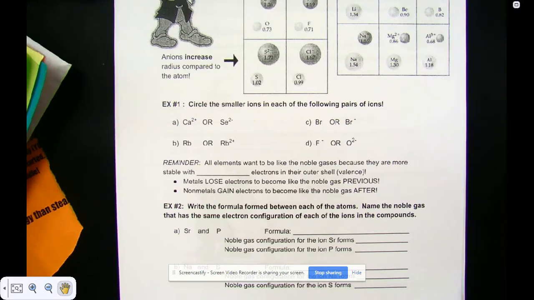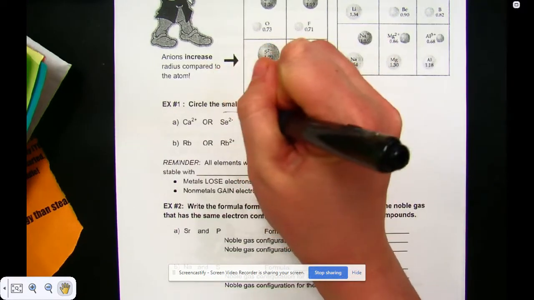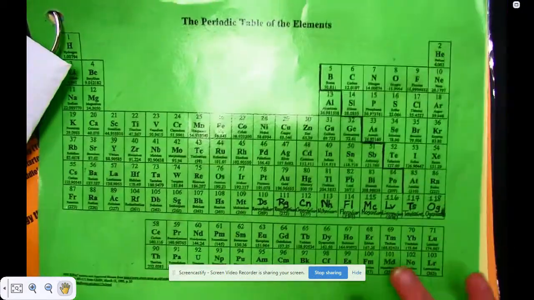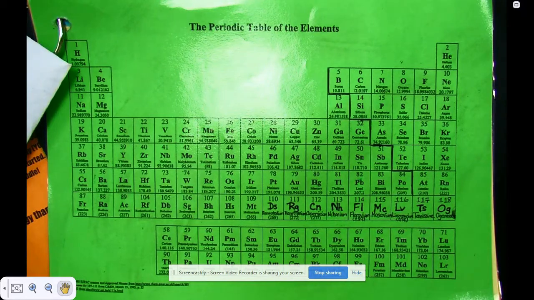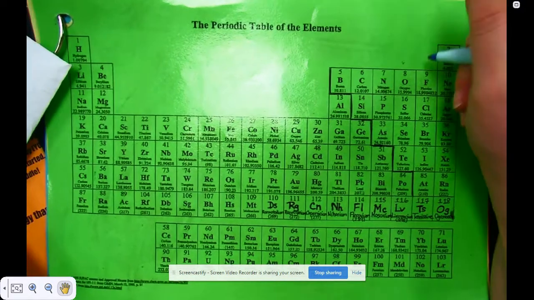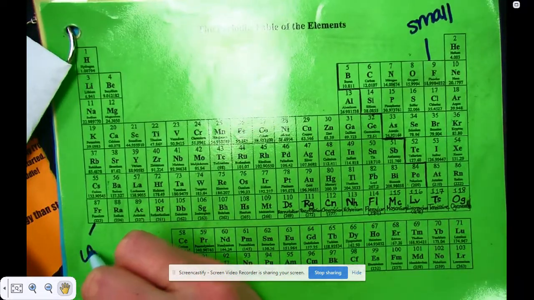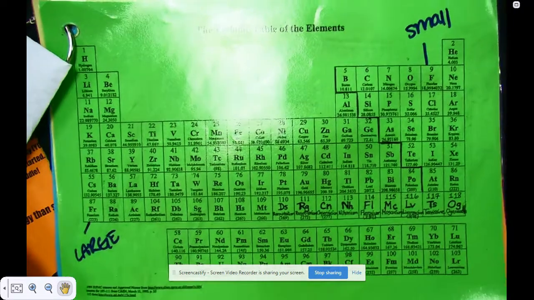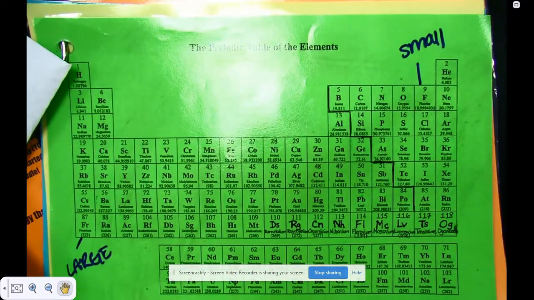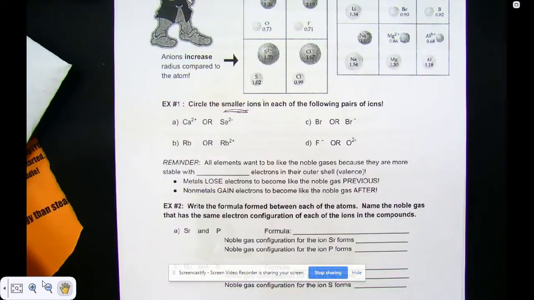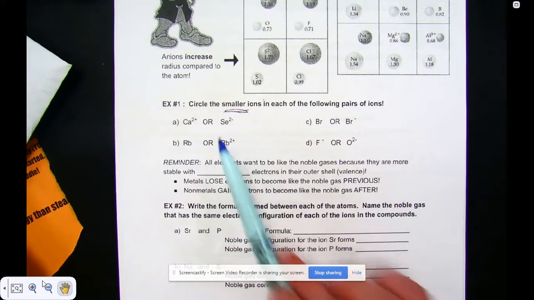All right, so for example 1, we're supposed to circle the smaller ion. So we're looking for the smaller one in the pair. Remember, in terms of atoms in general, we can use our periodic table, and we know that things near fluorine are going to be smaller, and things towards francium will be larger. But now we have to take into consideration that we're not just looking at atoms, we're actually looking at ions. So, for example, we have calcium 2+ or selenium 2-.